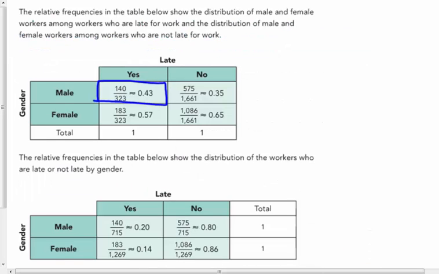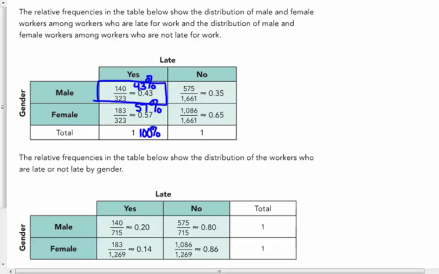And yes, 43% were males that were late, 57% were females. If you add that together, that's 100%. Oh, and notice that the relative frequencies are in decimal form. These also could be in percent form. And 43% and 57% does add to 100%, which equals the decimal 1. In the survey, 35% of the males said they were not late for work, yet 65% said they were not late for work in the females.